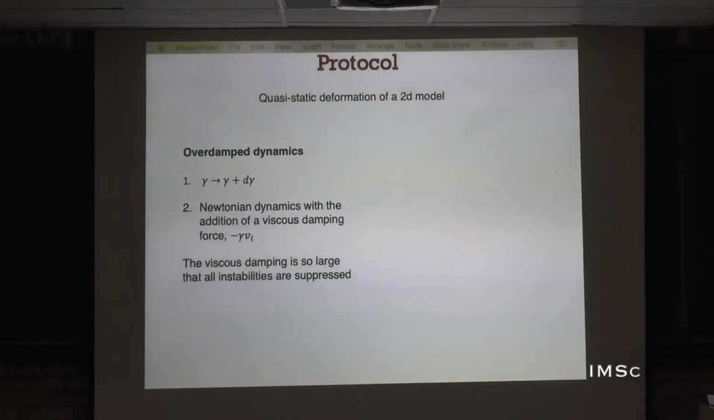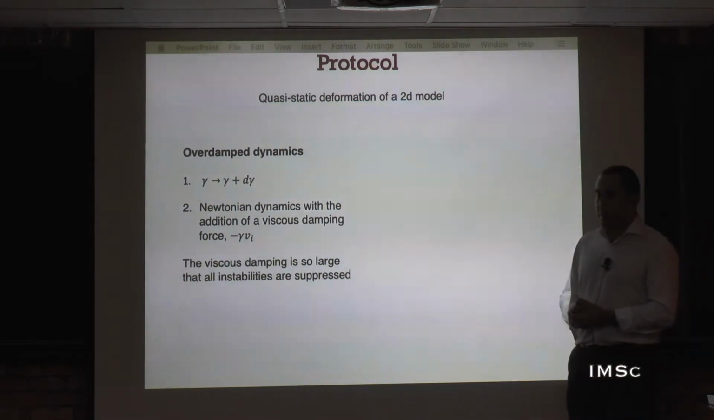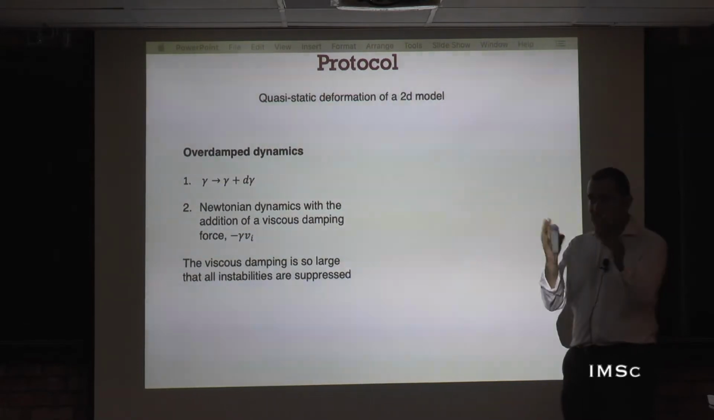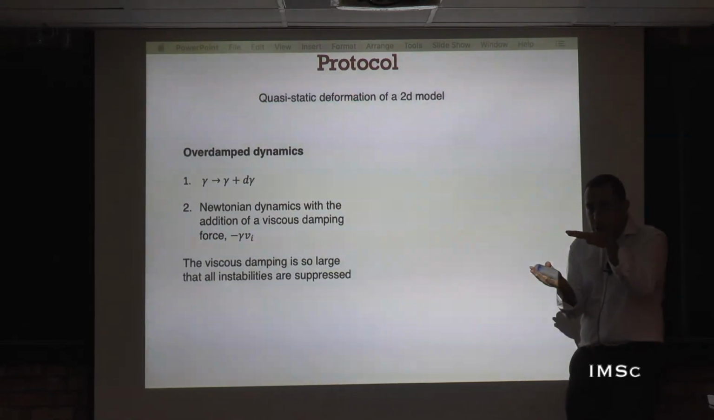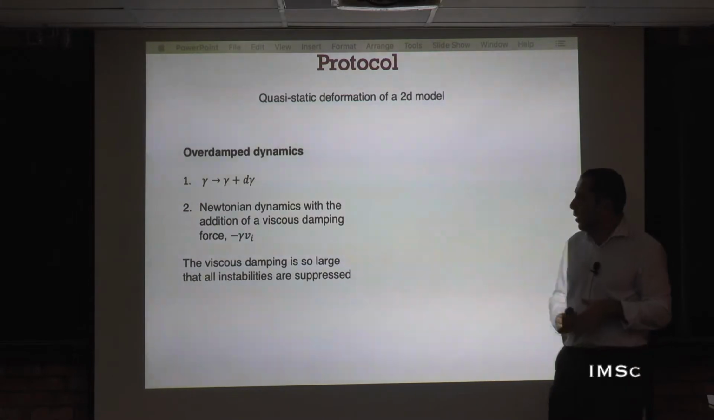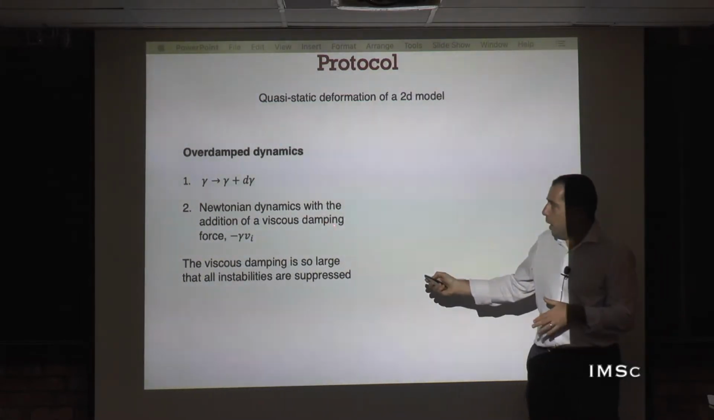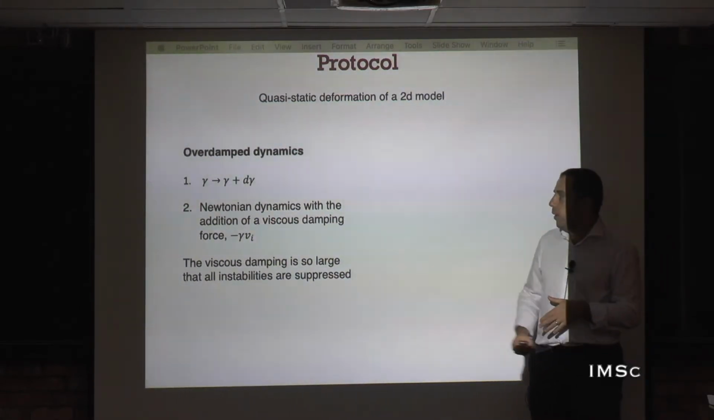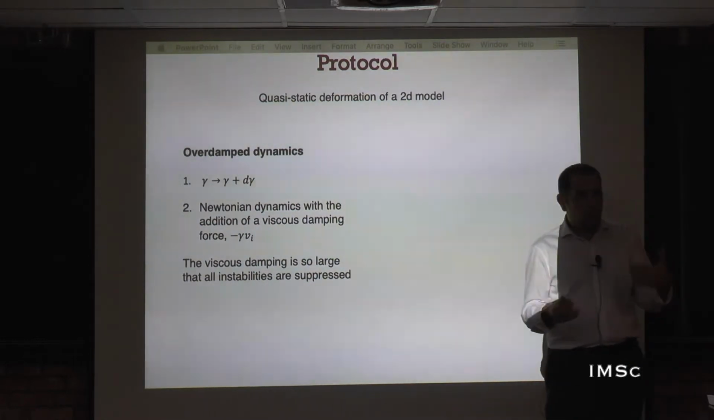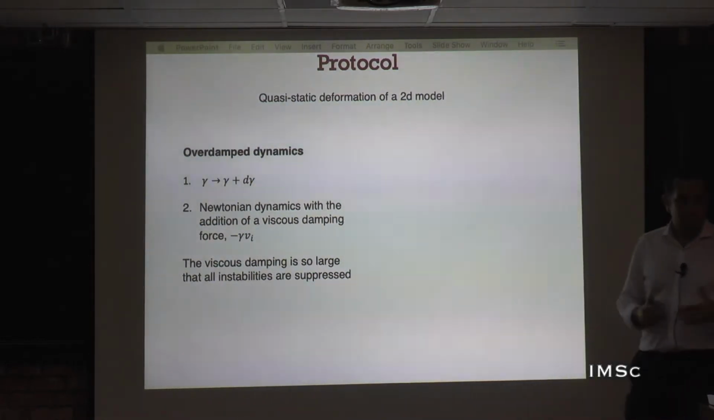So we have a system of disks, and we made this kind of investigation. And we're going to consider two kinds of dynamics. The first one is an overdamped dynamics, which is as follows. We have our system, we strain it, so we change the strain by a small amount, and then we use some Newtonian dynamics with a damping force to somehow relax the system.